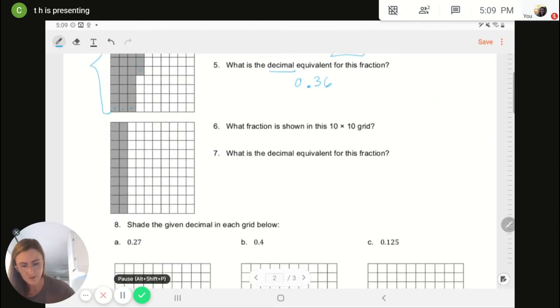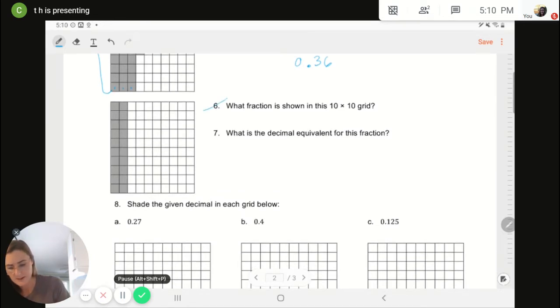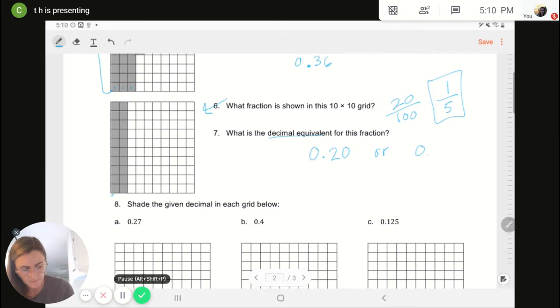What fraction is shown in this 10 by 10 grid? So in this 10 by 10 grid, I now have 2 columns full. So this is 20 boxes that are shaded out of 100. And we can write this as a simplified fraction, which is actually 1/5. And the decimal equivalent for this fraction is 0.20, or you could just write 0.2. Either of those would work.